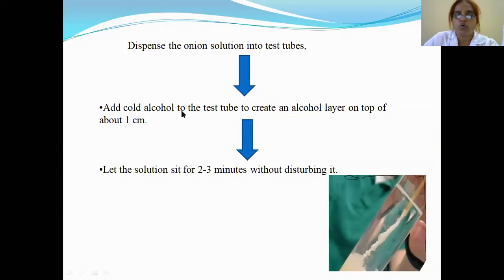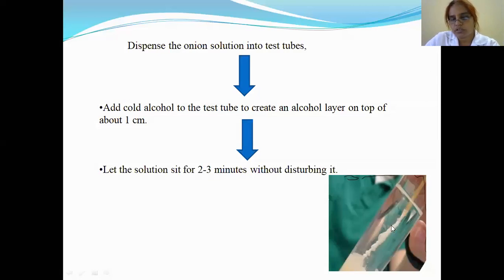Now add the cold alcohol to the test tube to create an alcohol layer on top of about 1 centimeter. Let the solution sit for 2 to 3 minutes without disturbing it.